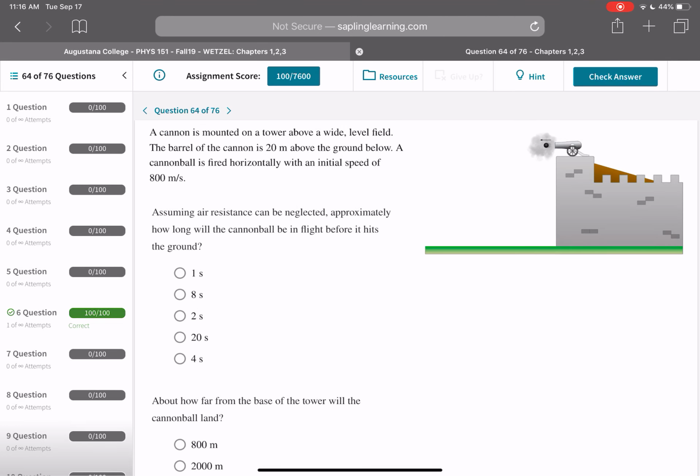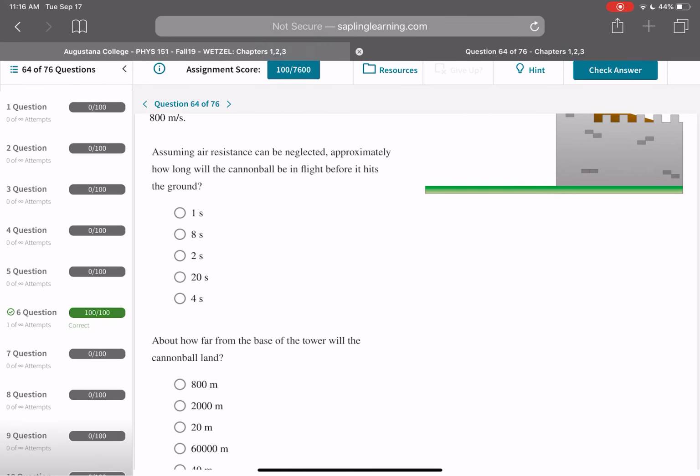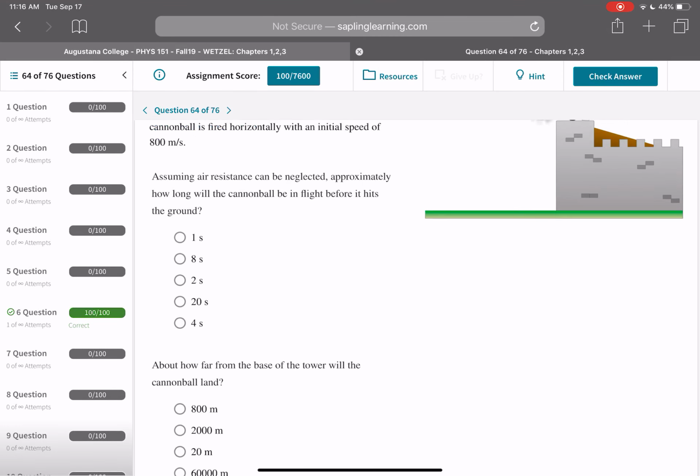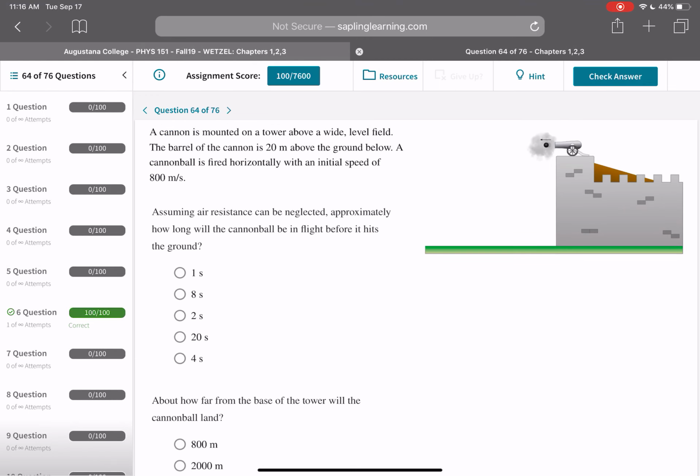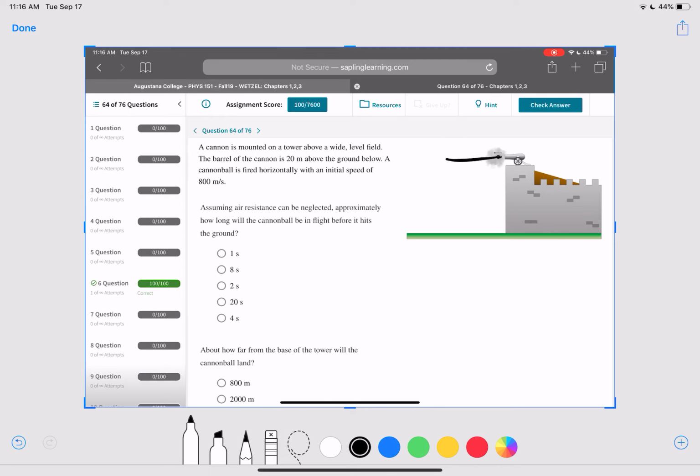The barrel of the cannon is 20 meters above the ground. A cannonball is fired horizontally with an initial speed of 800 meters per second. Assuming air resistance can be neglected, approximately how long will the cannonball be in flight before it hits the ground? Okay, so we've got the cannonball here shooting initially out that way. It's 20 meters above the ground. The cannonball is fired horizontally at 800 meters per second. How long until it hits?